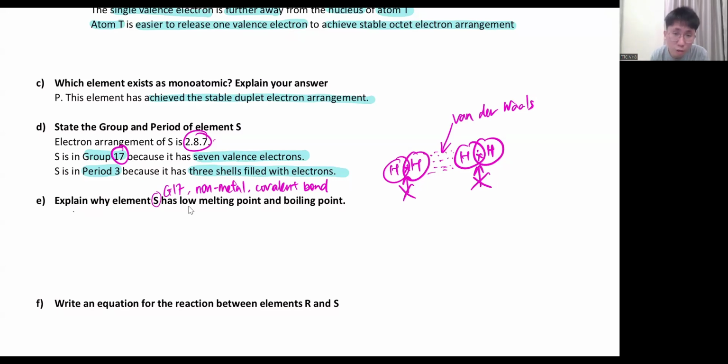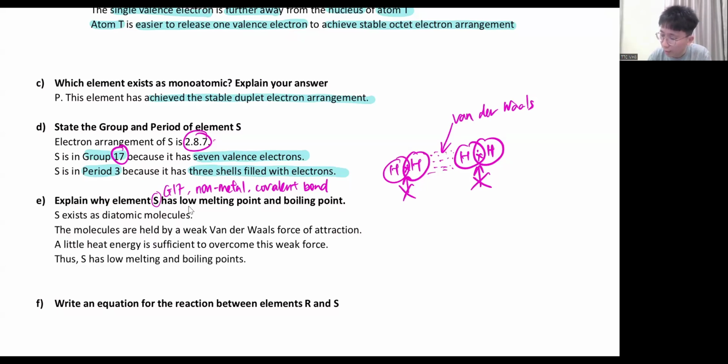So we are not having a weak covalent bond, guys. We don't have a weak covalent bond. What we only have is a weak van der Waals force. So from here you can say that S exists as diatomic, held by weak van der Waals force of attraction. A little heat energy is sufficient to overcome this weak force. Therefore, it has a low melting point and boiling point. Don't ever write weak covalent. Please, weak covalent is a very, very wrong term. What you have is weak van der Waals.